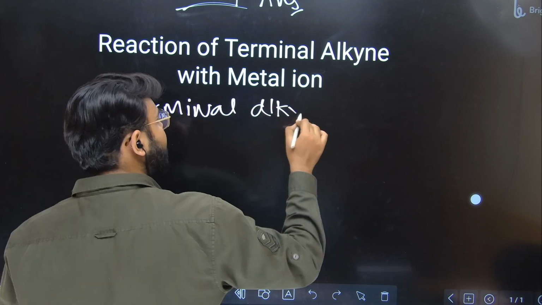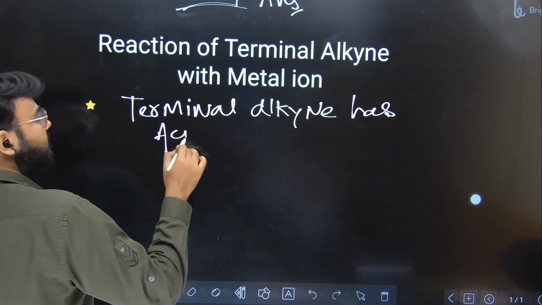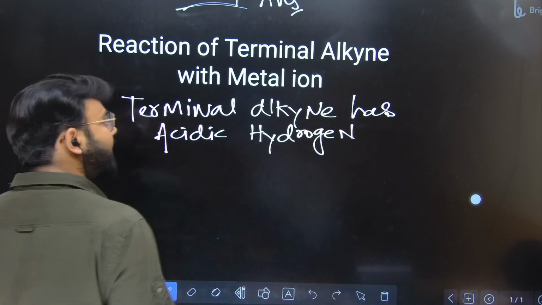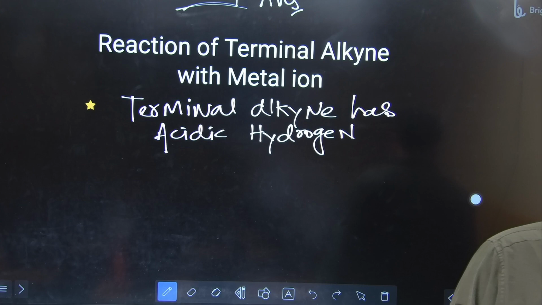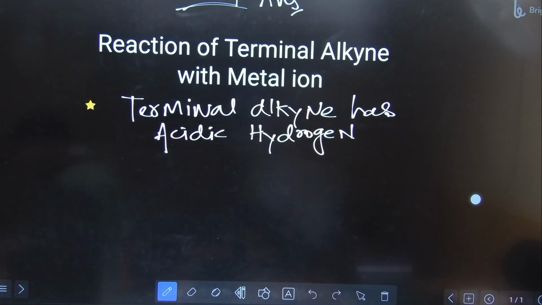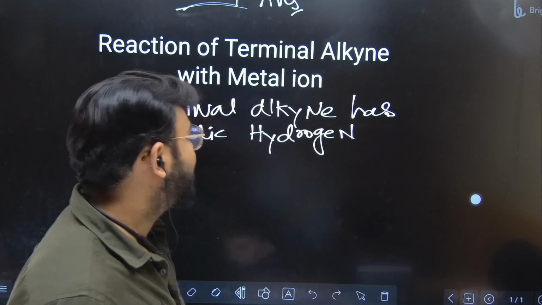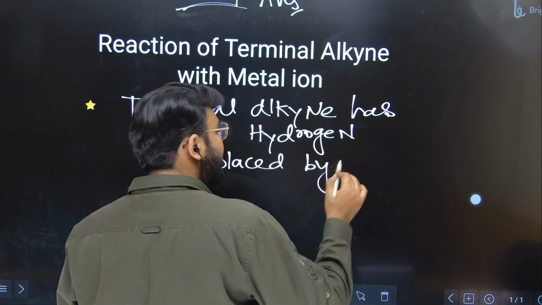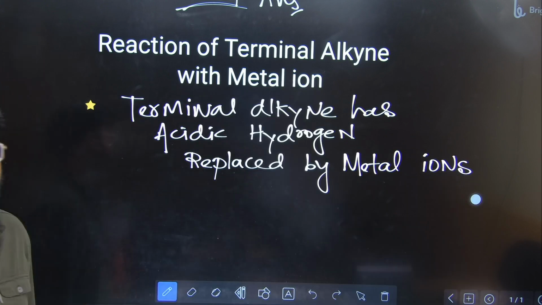Terminal alkyne has acidic hydrogen. So terminal alkyne has acidic hydrogen. Please write it down, guys. Terminal alkyne has acidic hydrogen. Okay. And remember, when this acidic hydrogen will come in contact with metal ion, they get replaced. Write it down, replaced by metal ions.